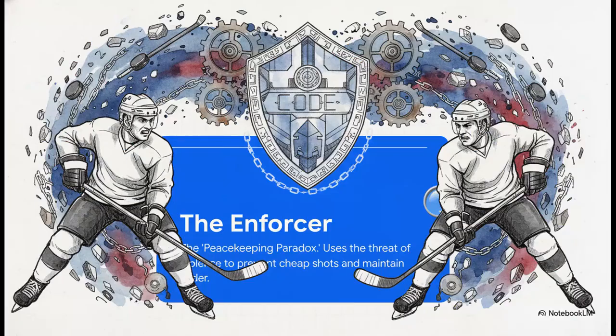And here's another great paradox for you. The enforcer. You'd think their role is just to create chaos through fighting, right? But systemically, their true function is actually to impose order. The threat of a fight, which is all governed by this unwritten code, is what prevents cheap shots and restores balance to the game. It's literally peacekeeping through the threat of violence.